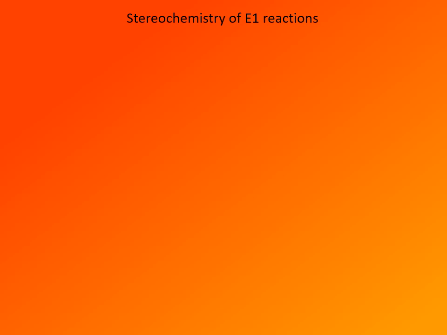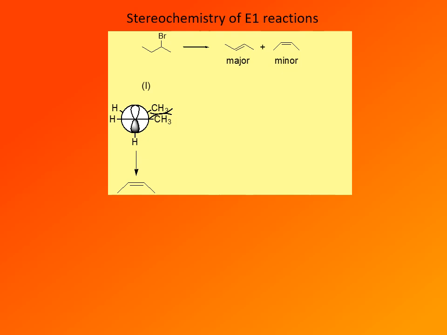Now let's examine stereochemistry of E1 elimination reactions. Here is an example, elimination from 2-bromobutane. It can give trans-2-butene and cis-2-butene, and trans-2-butene is the major product.